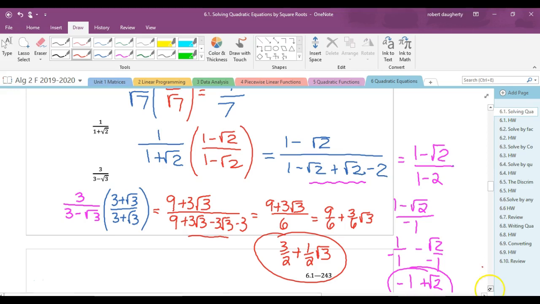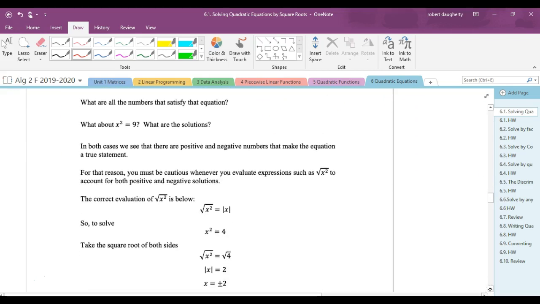Okay, so this was just getting us warmed up to work with square roots, because we're going to have to work with them in solving equations with square roots. Now, x squared equals 9. What numbers will make that true? 3 and negative 3. Without doing much work, you realize that when you square 3, you get 9. When you square negative 3, you also get 9. So there were two numbers that made this a true statement.